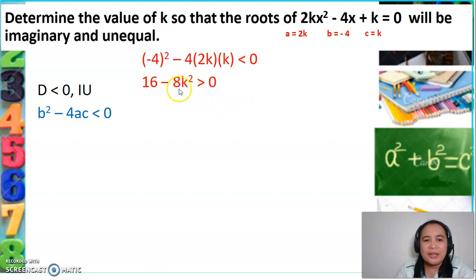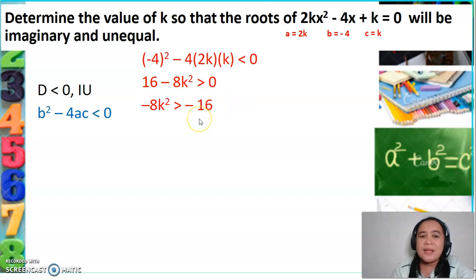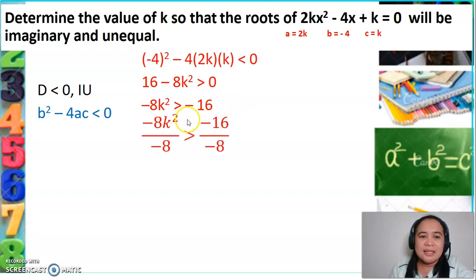Simplifying further, we will end up with this. Transfer 16 to the other side, it will become negative 16. Divide the entire equation by negative 8. We will end up with k squared. Negative 16 by negative 8 is positive 2. Take note, here it's greater than. It became lesser than in the next step. It's because we divide the entire inequality by negative 8.